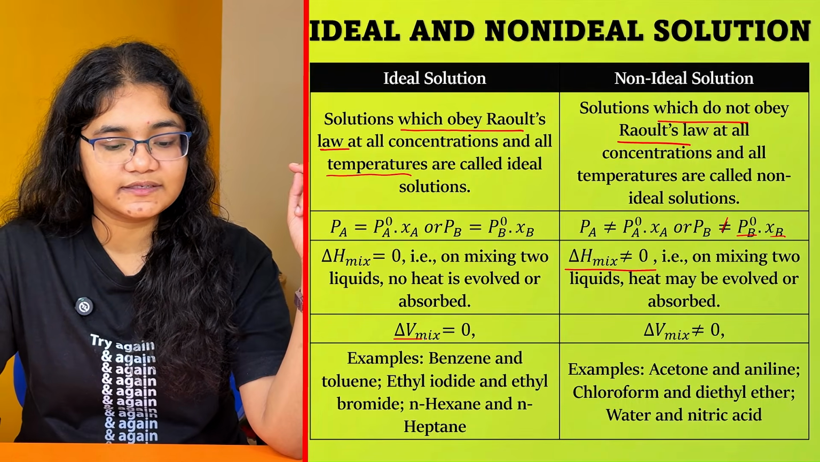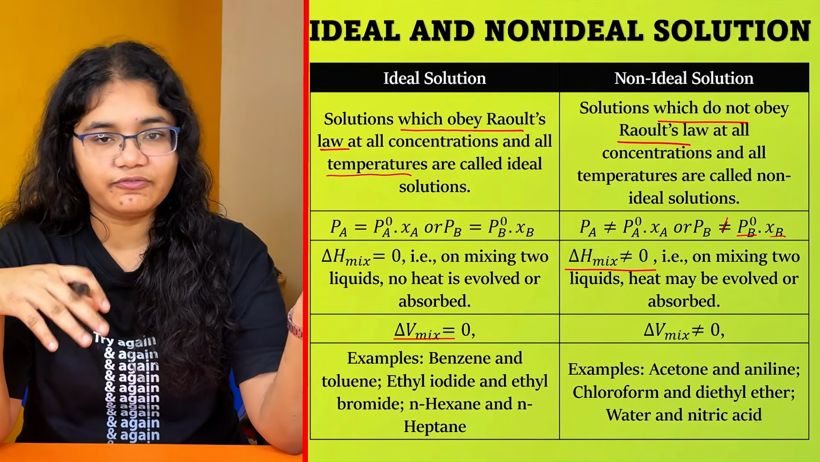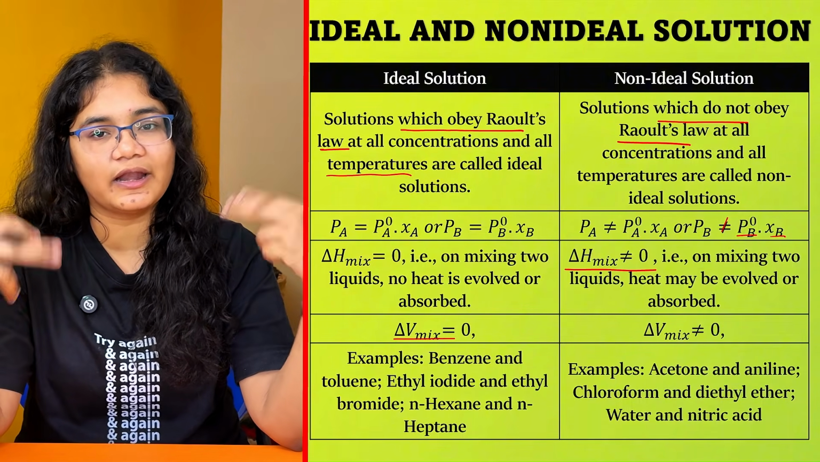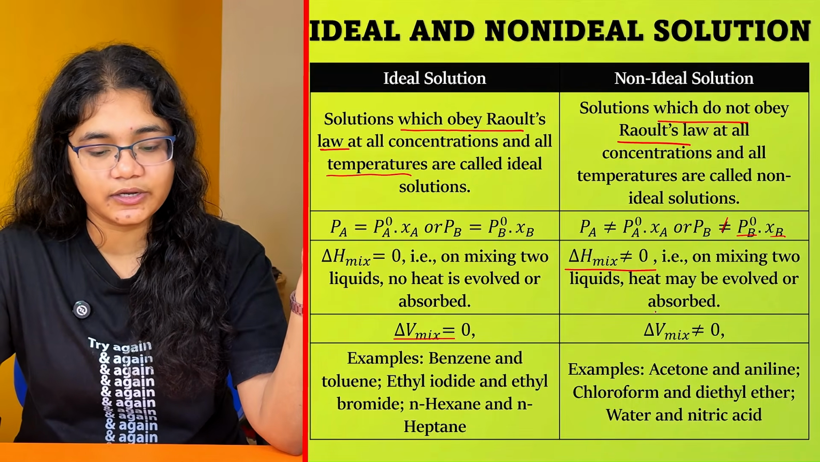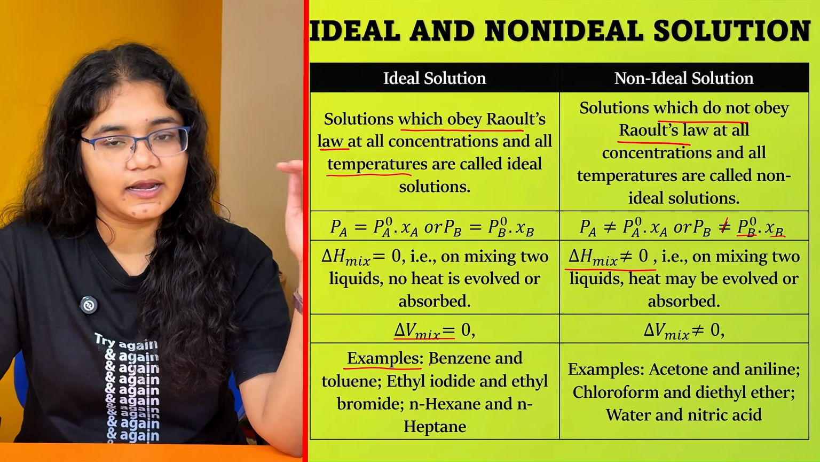Then we have V mix equal to 0. For example, you have taken 2 ml of A and 2 ml of B, and when you have added them, you got 4 ml. So initially you had 4, and after mixing also you had 4. That is why there's no change in the volume in an ideal solution, but in a non-ideal solution it does not equal 0. Now examples are very important here and can be asked.